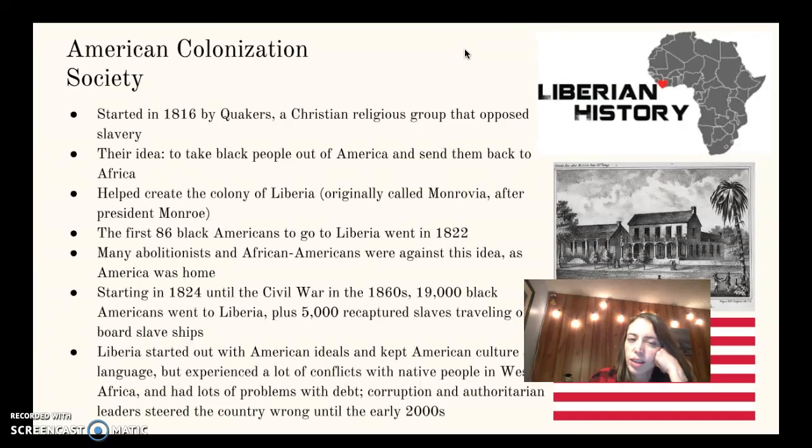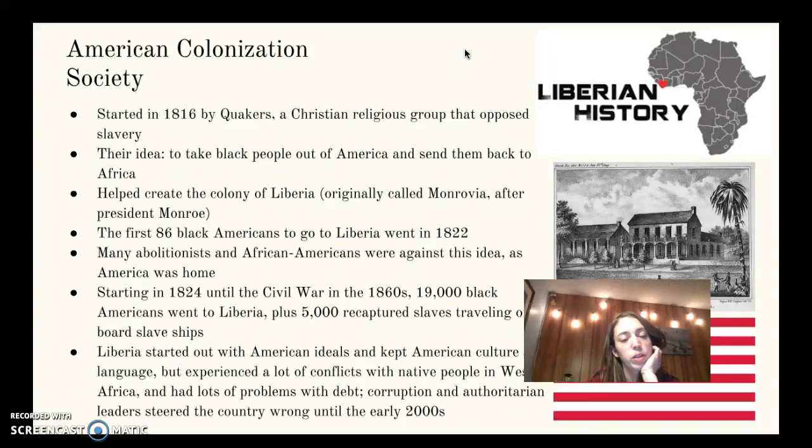Now, this is, I think, a really fascinating part of history to be aware of. The American Colonization Society was the first group to really start the Back to Africa movement, which has come up again and again over the centuries in America. It was started in 1816 by the Quakers, a Christian religious group that was fiercely opposed to slavery. Their idea was to take black people out of America and send them back to Africa on ships.